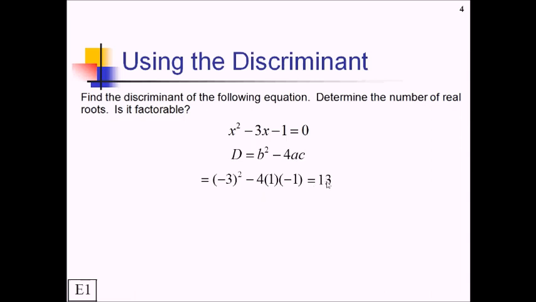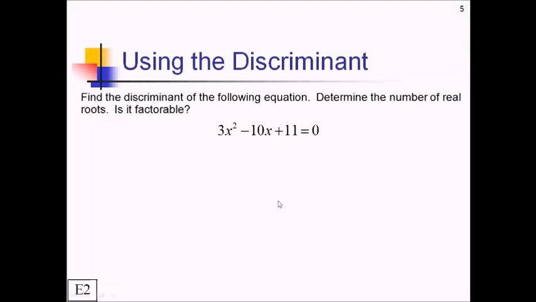Now 13, that is a positive number, but it's not a perfect square. So greater than 0, not a perfect square. That means that since it's a positive number, we will have 2 real roots. We're going to have basically 3 plus or minus the square root of 13 all over 2. But because it's an irrational number, the square root of 13, we're not going to be able to actually factor this quadratic to get that kind of answer. So 2 roots, not factorable.